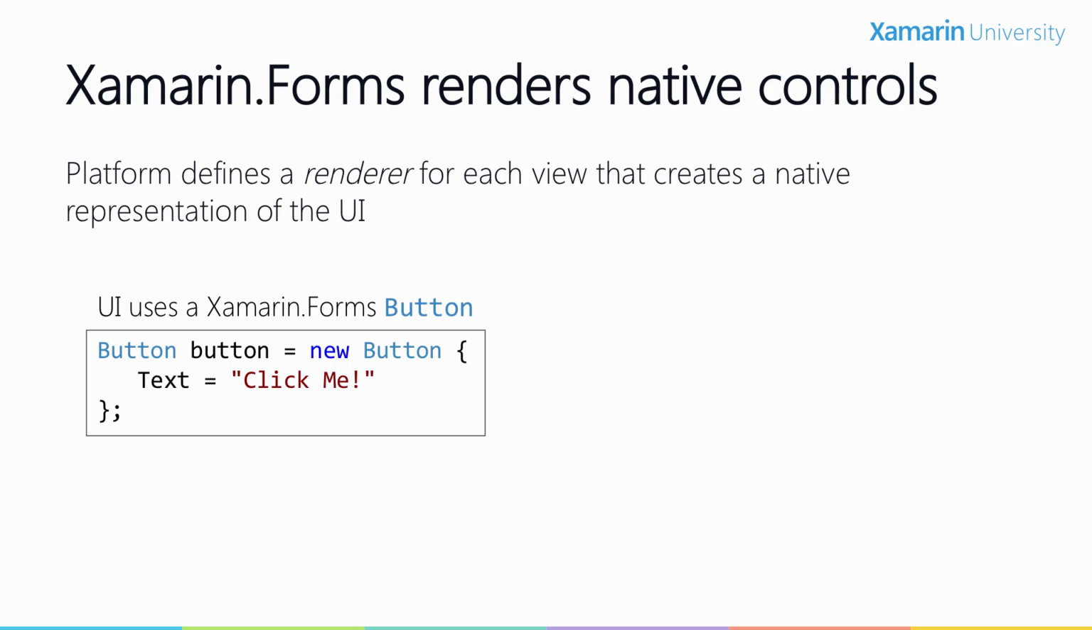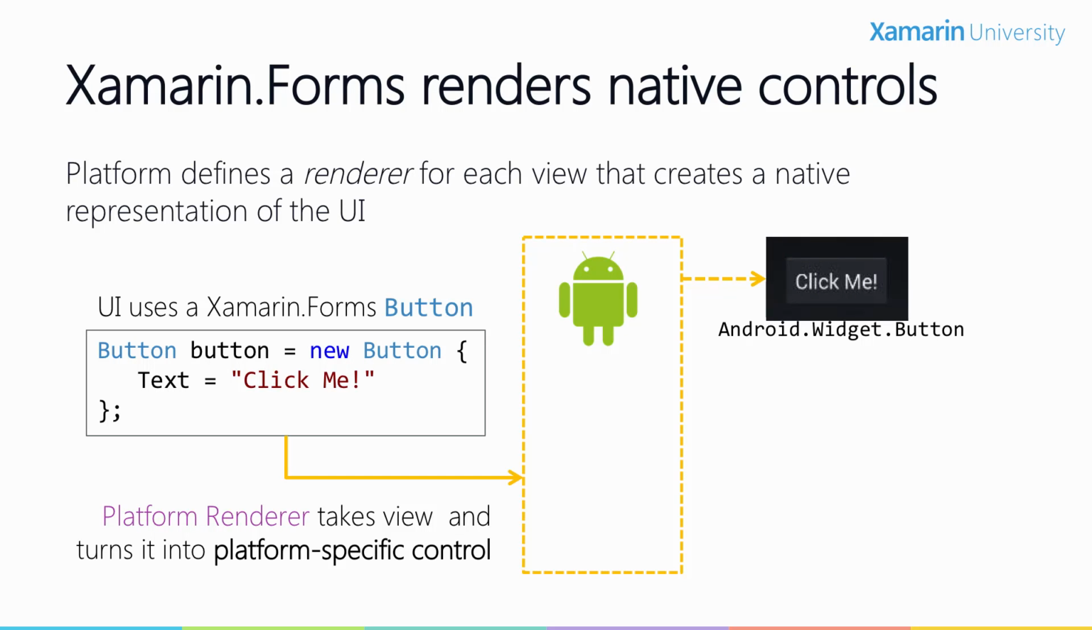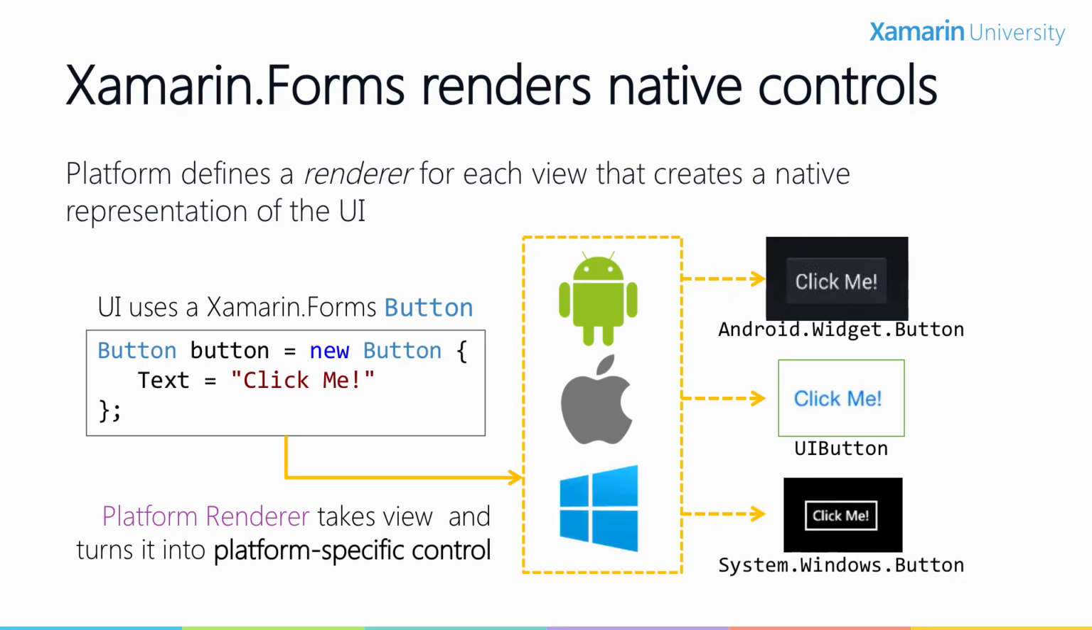I said that we work with an abstraction of the UI. We work with models of the UI. So here you see an example. We are creating a Xamarin.Forms.Button. It has properties, and at runtime, if we deploy that and run it on an Android platform, this will turn into an Android.Widget.Button. If we run it on iOS, this will become a UIButton. And if we run it on the Windows platform, it's going to be a System.Windows.Button. So Xamarin.Forms applications really are native applications.